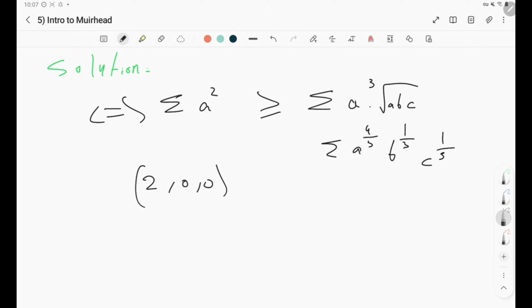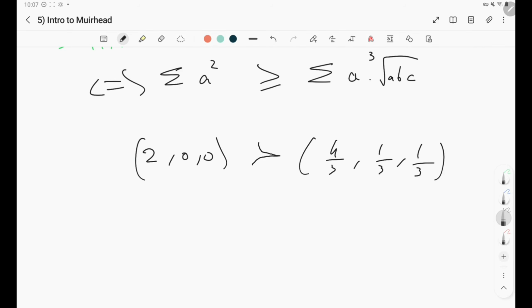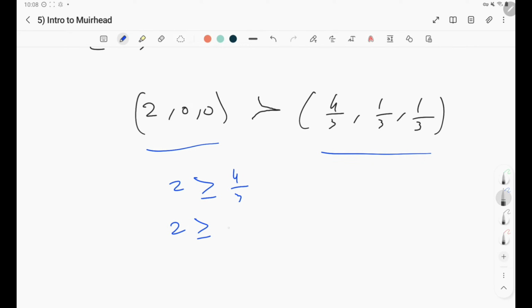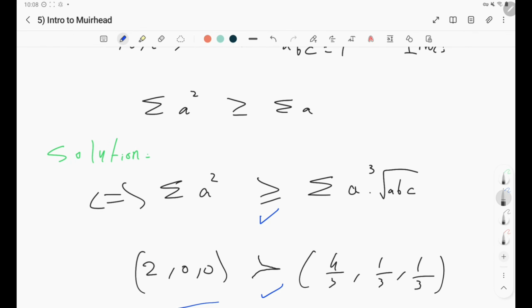And because of that, that just means that we can now create the sequence 4 over 3, third, and another third. And guess what? Let's just show that this majorizes this. Let's check. The sum here is 2, sum here is 2. Good. 2 is greater than or equal to 4 over 3. Correct. 2 is greater than or equal to 5 over 3. Correct. And hence, indeed, we have the majorization. And hence, the inequality holds. And hence, of course, our original inequality holds as well.